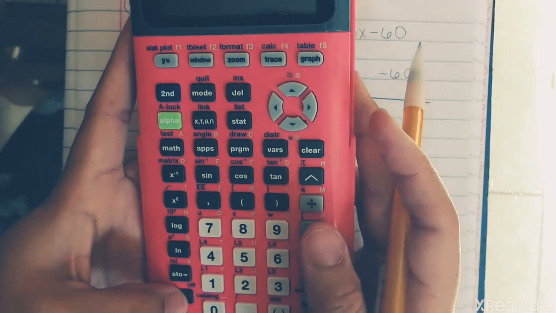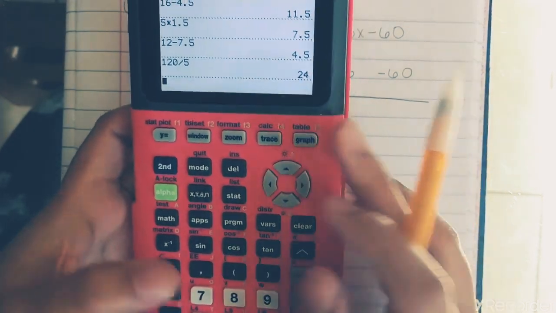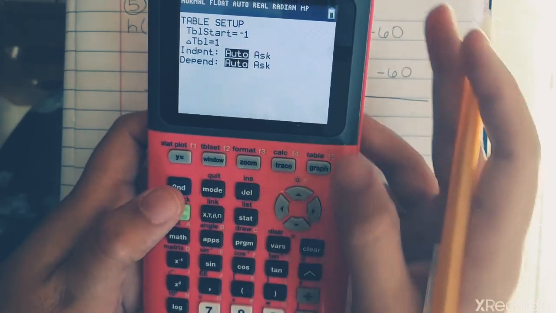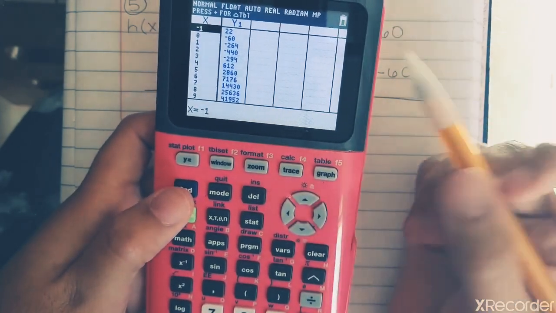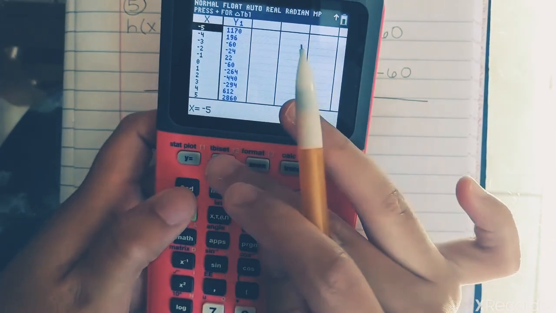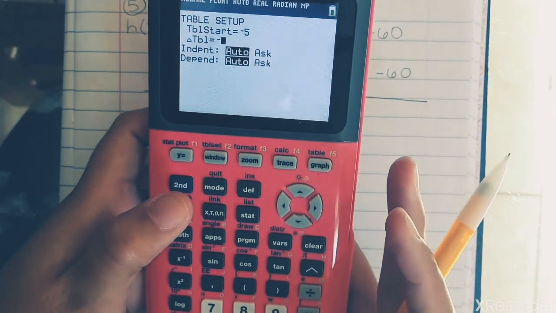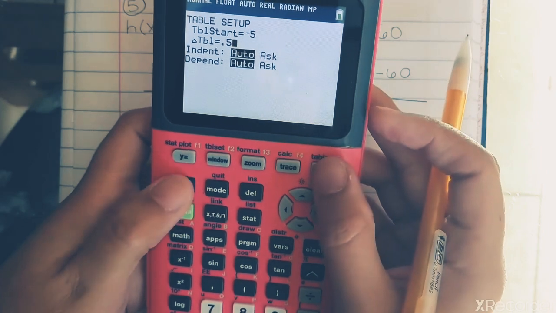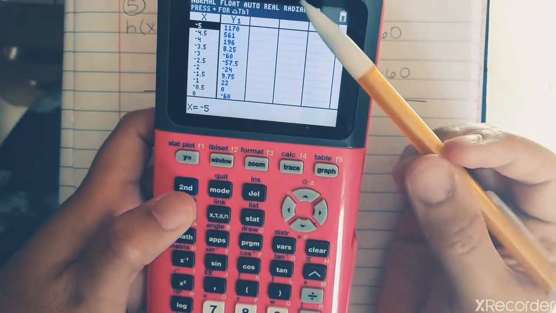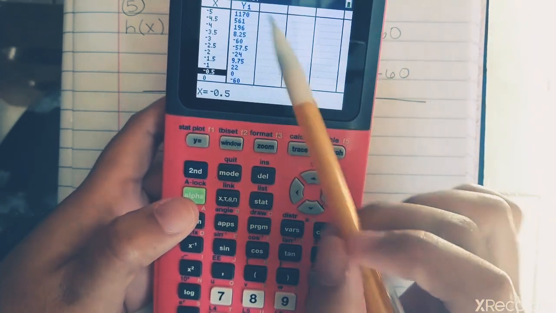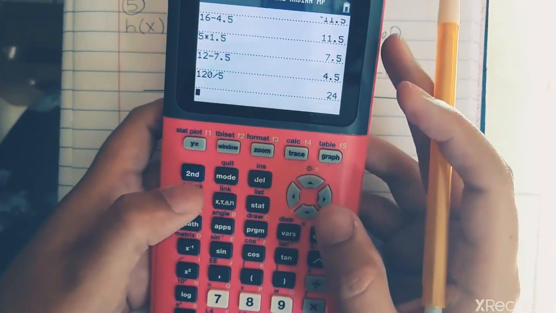Okay, so I'm going to start working with problem 5. The first thing that I noticed when I was working with that problem is that if I kept my table set at 1, then none of the values that I had represented a 0. However, I decided to change it to 0.5, and then I noticed that negative 0.5 was a 0. Since negative 0.5 is a 0, that's the one that I'm going to use for my synthetic division.